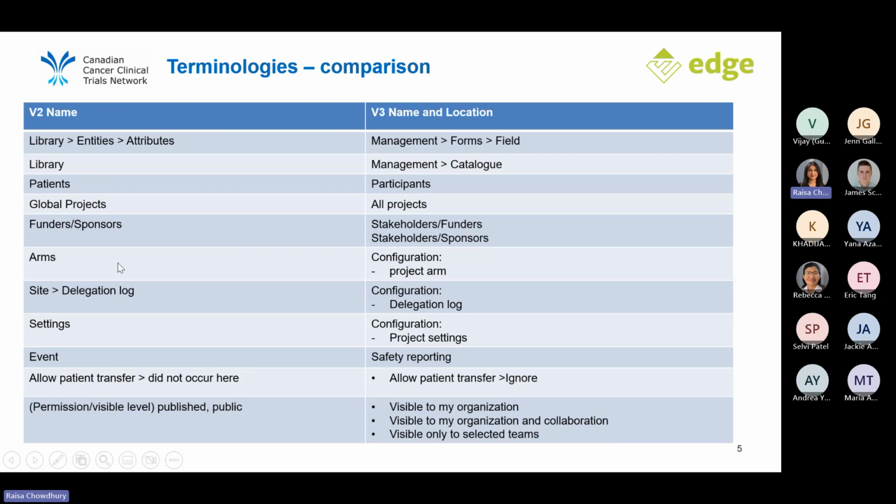As you may recall, in version 2 for ARMS, we did have a separate tab named Project ARMS, but right now it's moved to the tab of configurations, and within configurations, you'll have 3 sub-tabs. You'll have Project ARMS, where you can list the arms. You'll have delegation log, and you will also have your project settings there.